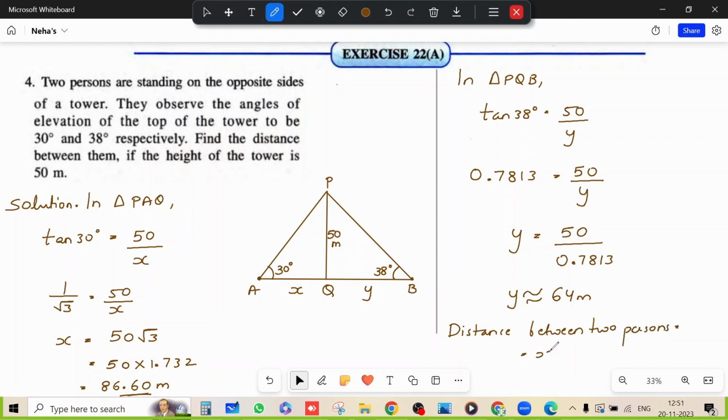and the distance between the two men can be now found out using x plus y, which is equal to 86.60 meter and 64 meter. So that is equal to 150.6 meters.